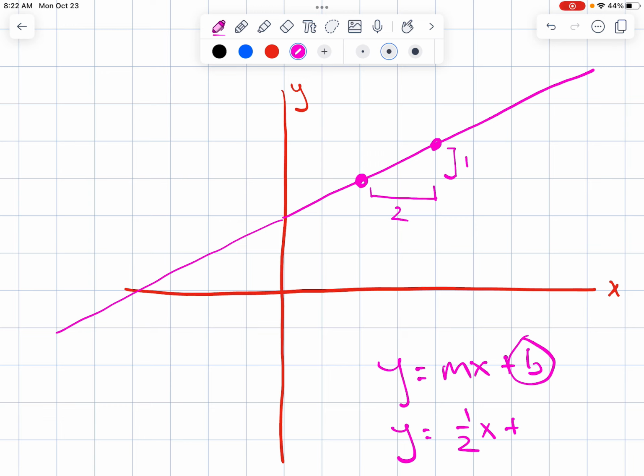What does b stand for? B stands for the y-intercept, and the y-intercept there is 2. So our equation is y equals 1/2 x plus 2. Okay, let's do a different question.